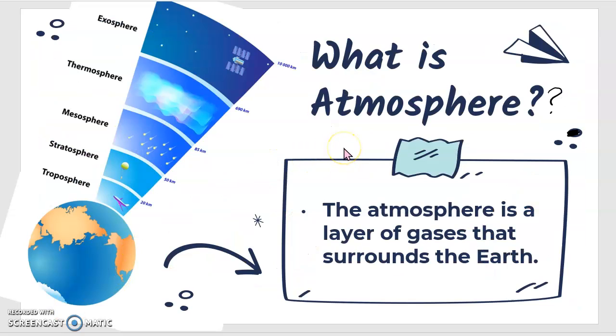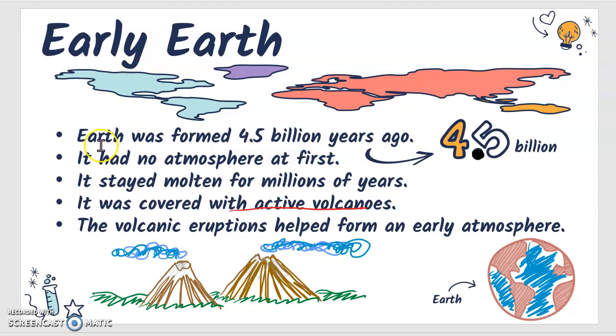What is the atmosphere? The atmosphere is a layer of gases that surrounds the Earth. If we recall, we have studied the current layers of the atmosphere. We have the troposphere, the stratosphere, the mesosphere, the thermosphere, and the exosphere. But what did it look like during the early Earth? During the early Earth, which was formed 4.5 billion years ago, there was no atmosphere.